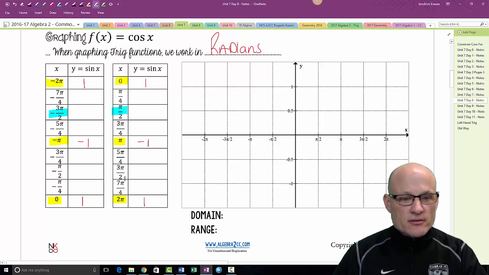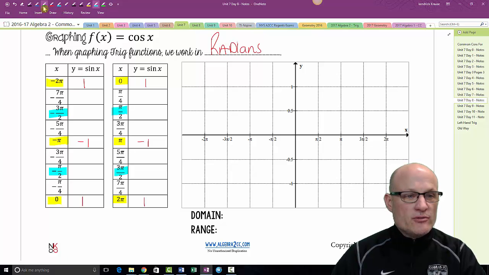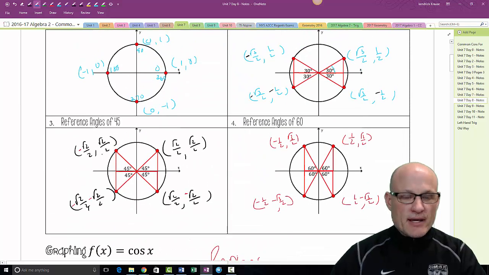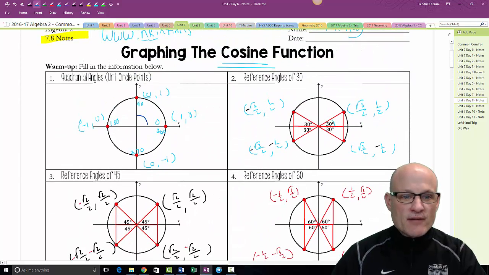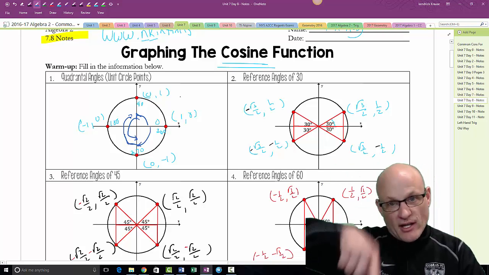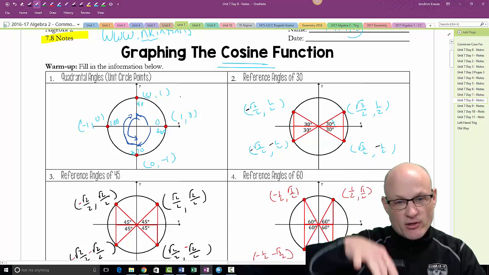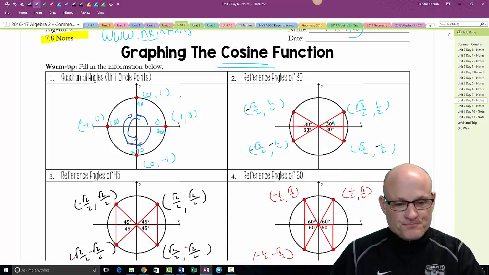Now let's talk about the other quadrantal angles: 90 and 270. At all of those, we're going to have zeros. What do I mean by all of those? If I go standard position counterclockwise to 90 or 270, the x values are 0. So all the quadrantal angles at 90 and 270 will be 0. 180 and 0 will be 1.